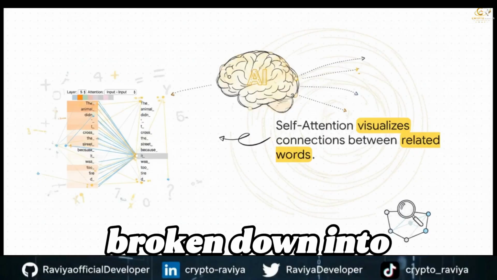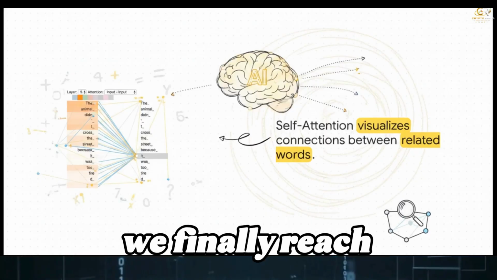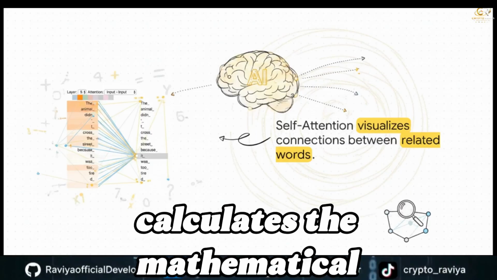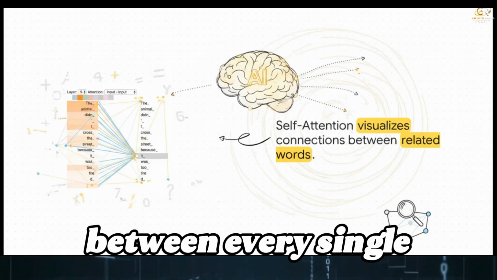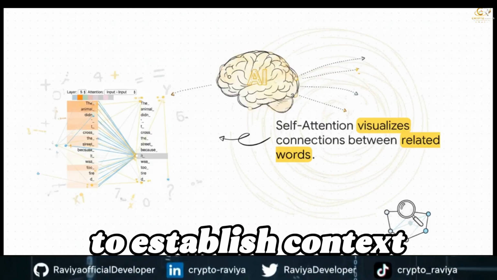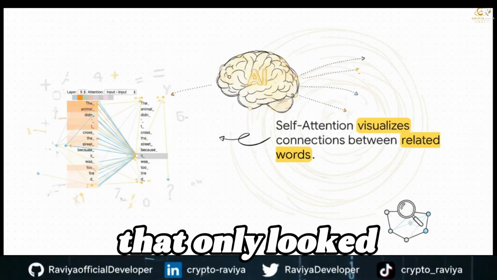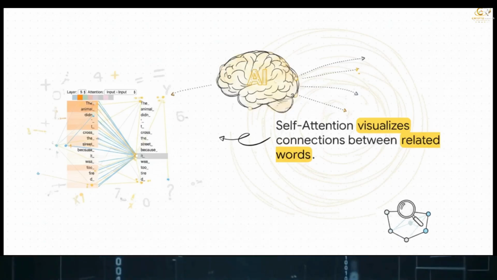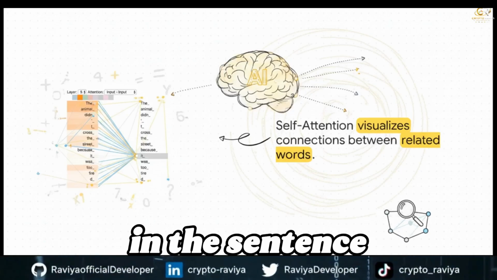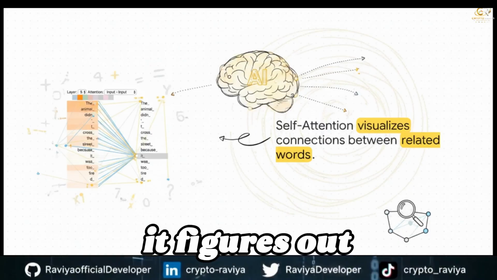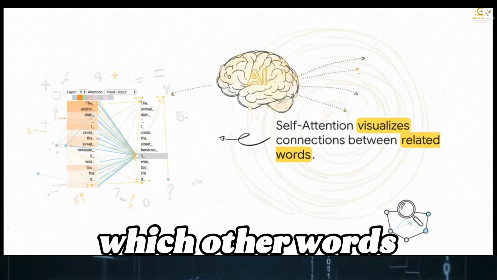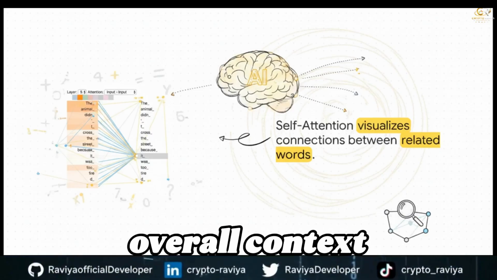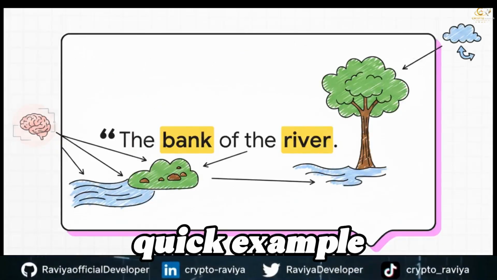With our text broken down into pure math, we finally reach the true brain of the operation. This mechanism calculates the mathematical relationship between every single word in a prompt to establish context. Unlike those older models that only looked at the word immediately next door, self-attention allows every single token to look at every other token in the sentence simultaneously. It figures out which words are paying attention to which other words, assigning different mathematical weights depending on their importance to the overall context.